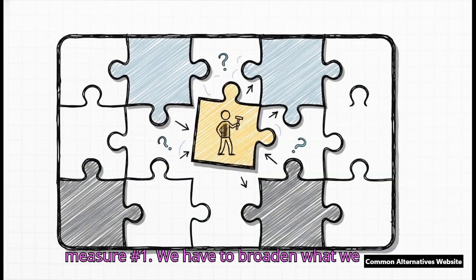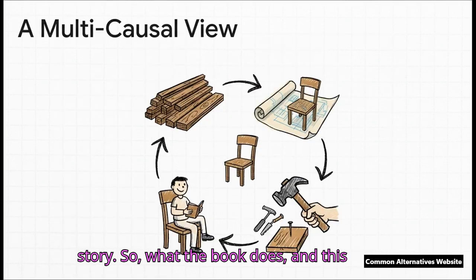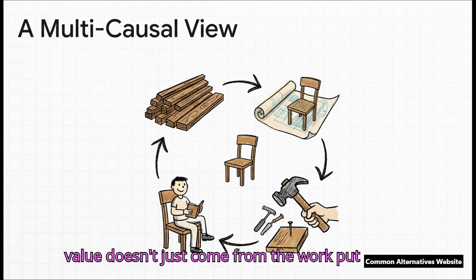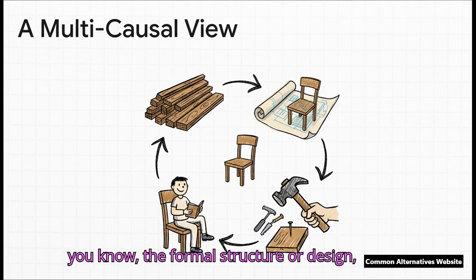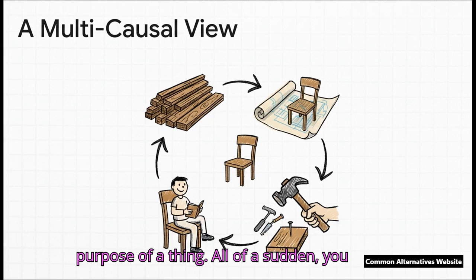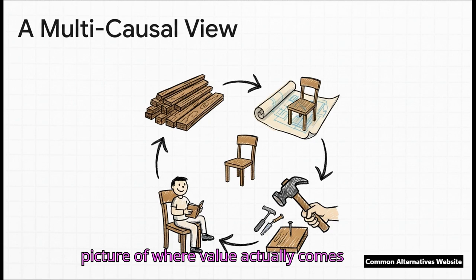Okay, measure number 1. We have to broaden what we mean by causality. For a long time, the focus has been pretty much just on labor as the source of value. But it's just one part of a much bigger story. So what the book does, and this is a really clever move, is it brings back Aristotle's 4 causes. This means value doesn't just come from the work put in, it's also about the materials used, the formal structure or design, and maybe most importantly, the final purpose of a thing. All of a sudden, you have this much richer, multi-dimensional picture of where value actually comes from.